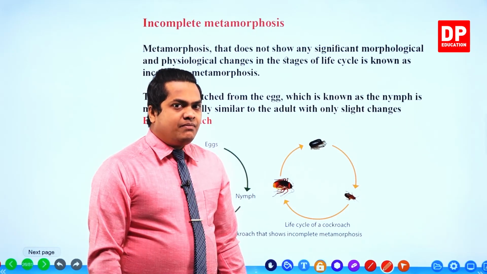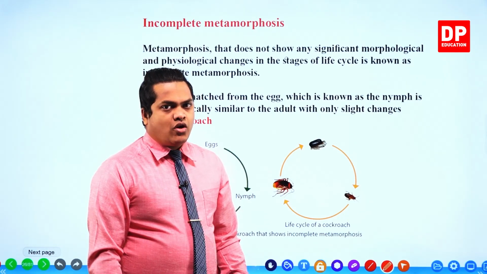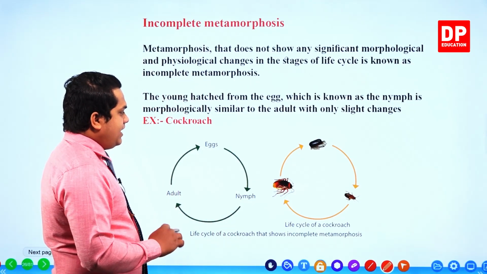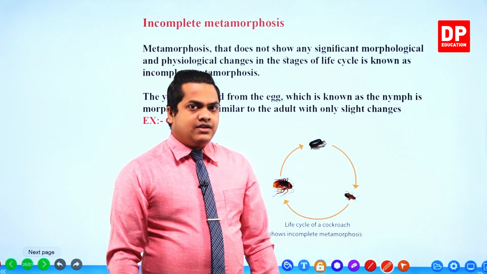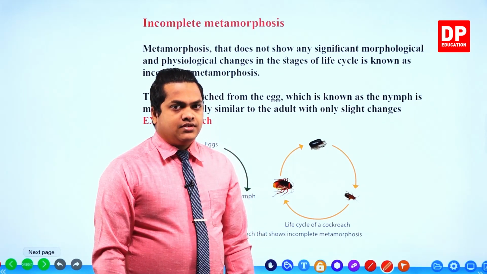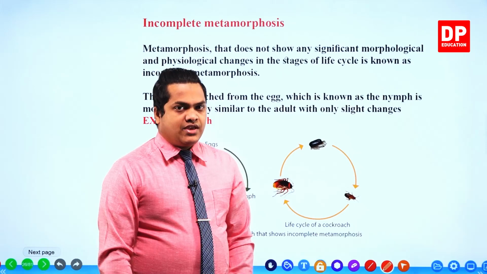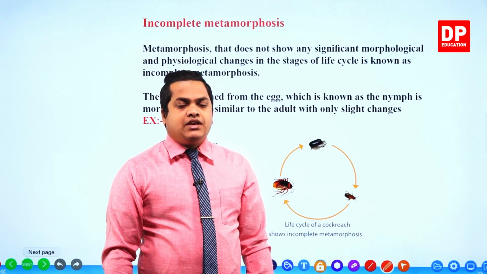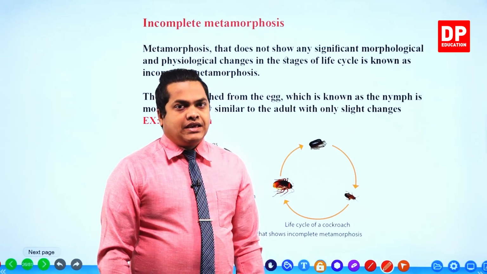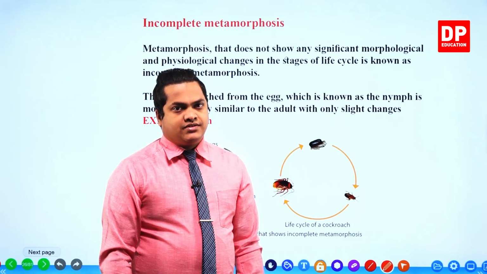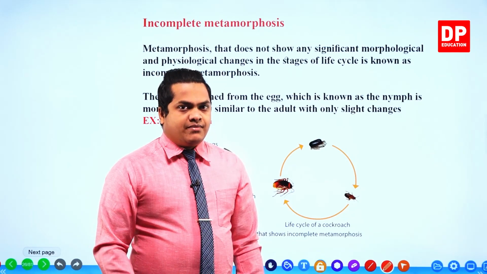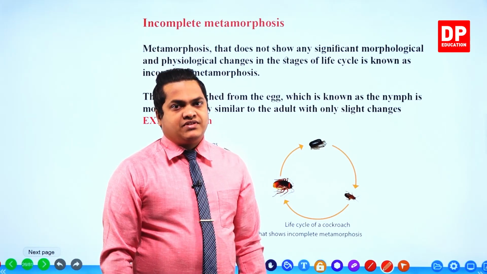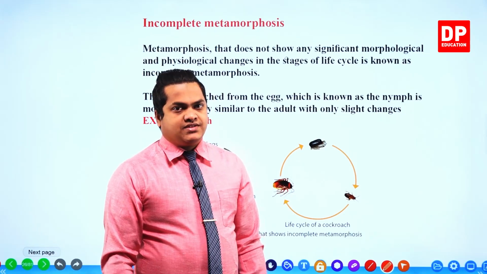So within incomplete metamorphosis, you can observe three different stages: eggs, nymph, and adult. The nymph is somewhat similar to the adult. So this is referred to as incomplete metamorphosis, my dear children. Complete metamorphosis and incomplete metamorphosis.